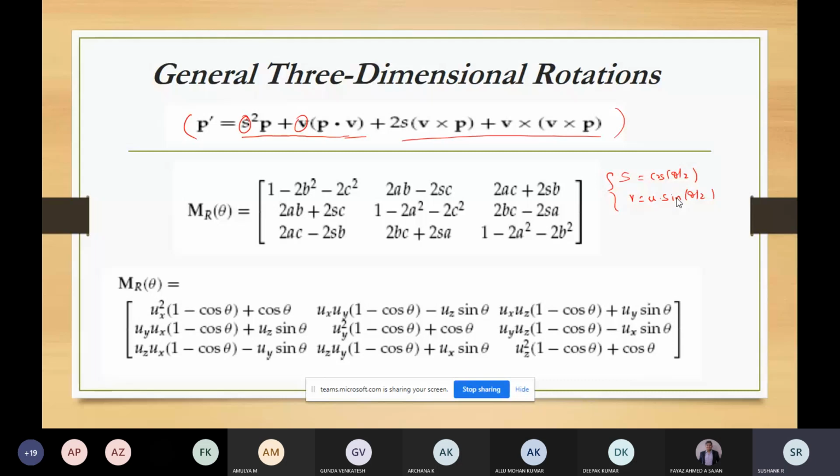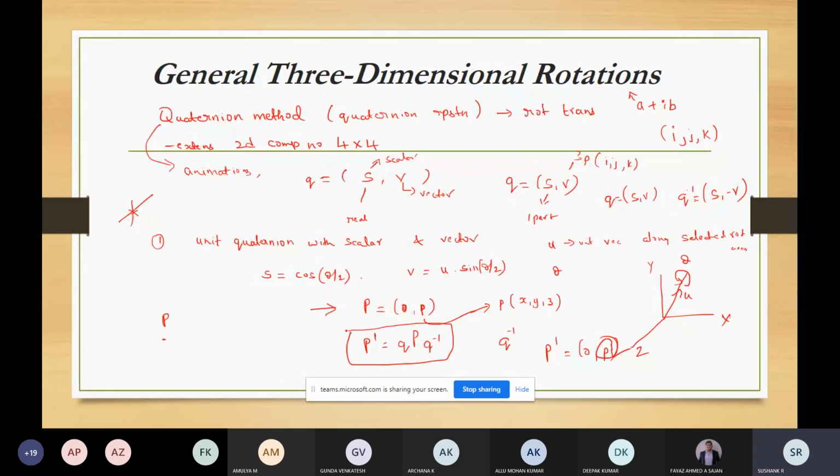And also, I had written one equation, given by this. I've written this equation. So this equation is equivalent to rotating about an axis which is passing through the coordinate origin.